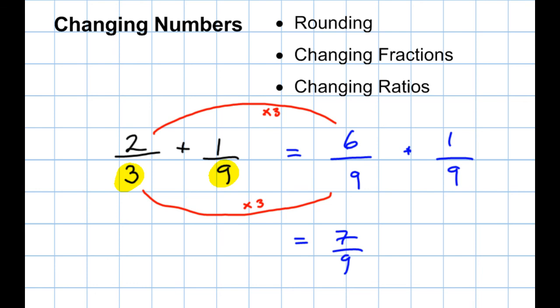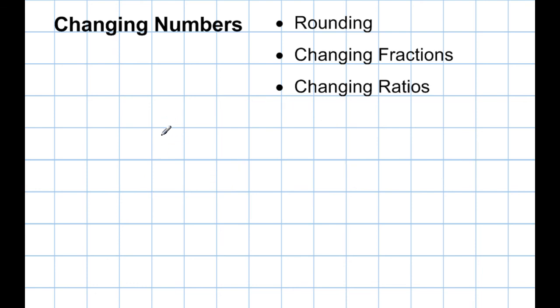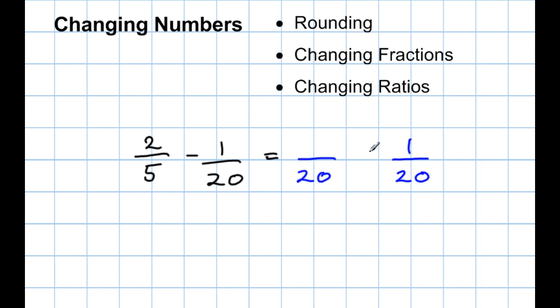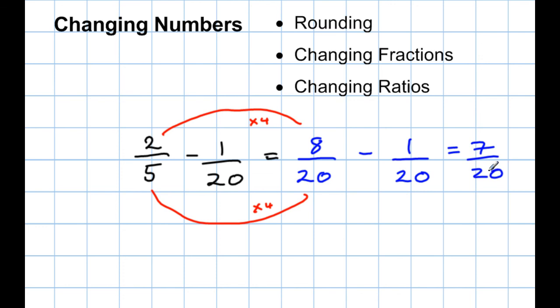Now let's look at subtraction involving fractions. Here we go. 2/5 take away 1/20. Well, I'm going to make both my fractions equal to 20ths. That's the larger one, isn't it? 1/20 doesn't need to be changed. But what about 2/5? I've multiplied the denominator by 4, so I have to do the same to the numerator to give me 8/20. Take away 1/20, which is 7/20.